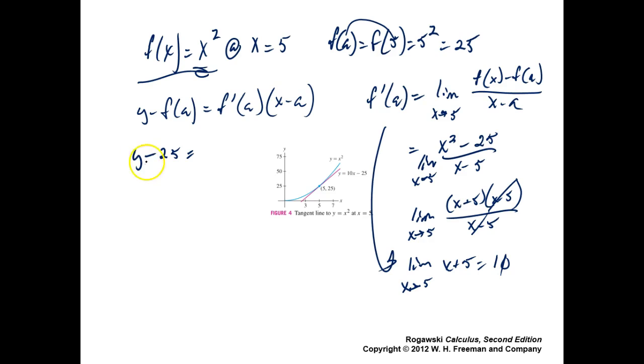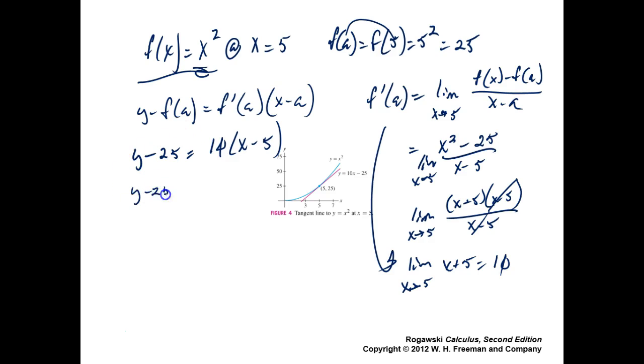Okay, so y minus f of a, which is 25, is equal to f prime of a, which is 10, times x minus 5. Okay? That is the equation of your tangent line. Now, is that the neatest, nicest, prettiest form of it? Probably not. You can clean that up a little bit.